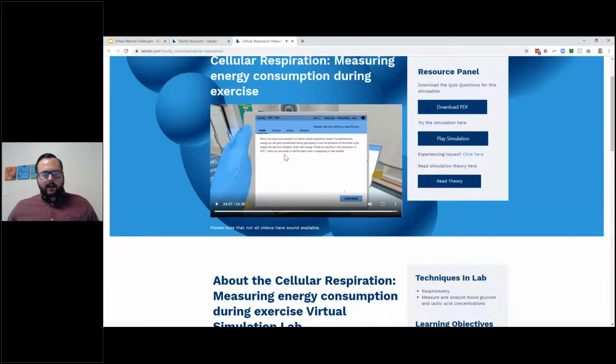At the end here, it recaps for the students everything that they learned. They learned how the energy they ate gets transformed during glycolysis, how the products of the Krebs cycle supply the electron transport chain with energy, and finally result in the production of ATP. So now you're ready to tell the team what's happening. And now, as you can see, the students in this case got a perfect score, 99%. Once they hit continue, they're done with that lab.